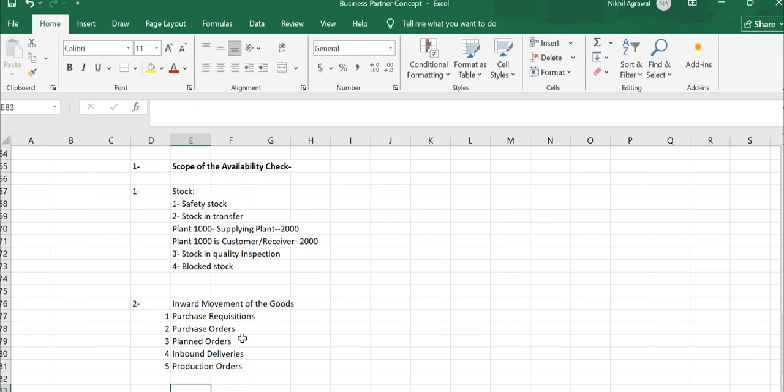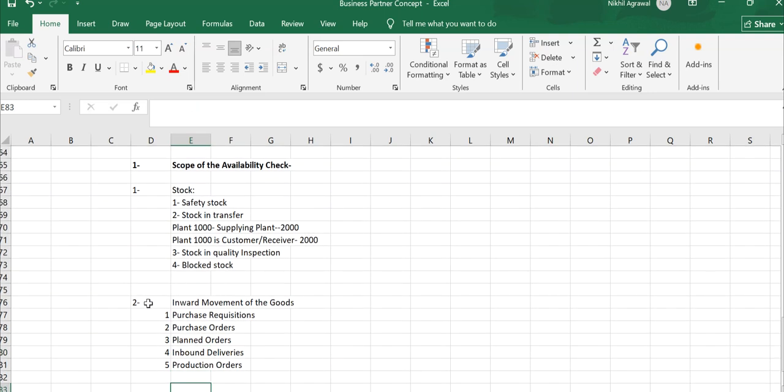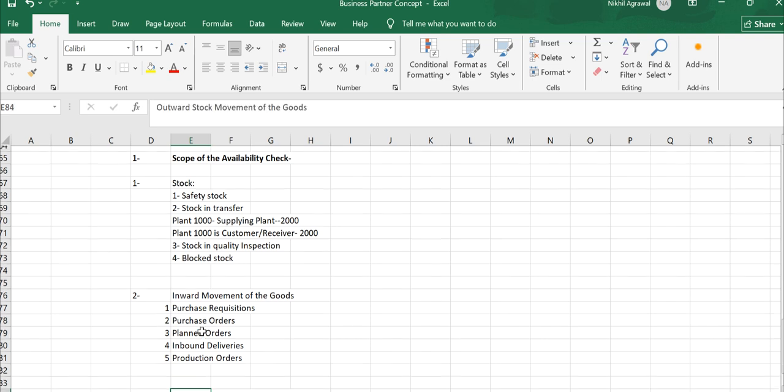Number two: these are the sources of the inward stock movement. Should we consider the purchase requisitions, purchase orders, planned orders, inbound deliveries, and production orders, which are adding to and increasing the stock? Should we consider all these five documents in the scope of availability check?